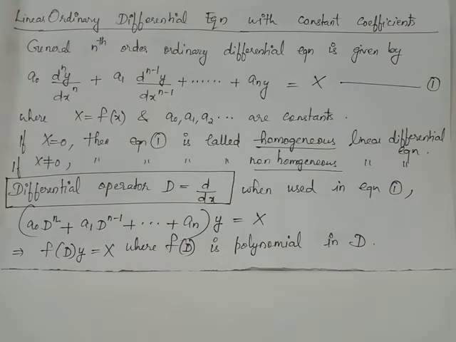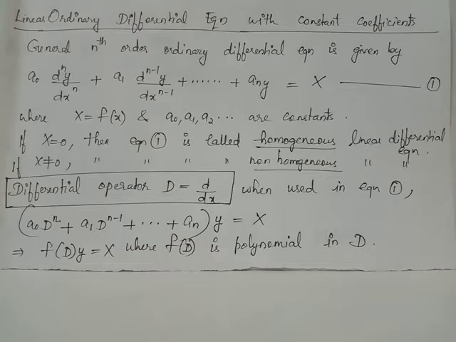Let us discuss linear ordinary differential equations with constant coefficients. When you consider an nth order ordinary differential equation, the general equation is written as a0 times d raised to n y by dx raised to n plus a1 times d raised to n minus 1 y upon dx raised to n minus 1 plus etc. plus an times y equals capital X, where the RHS capital X is a function of the single independent variable x, and a0, a1, a2, etc.